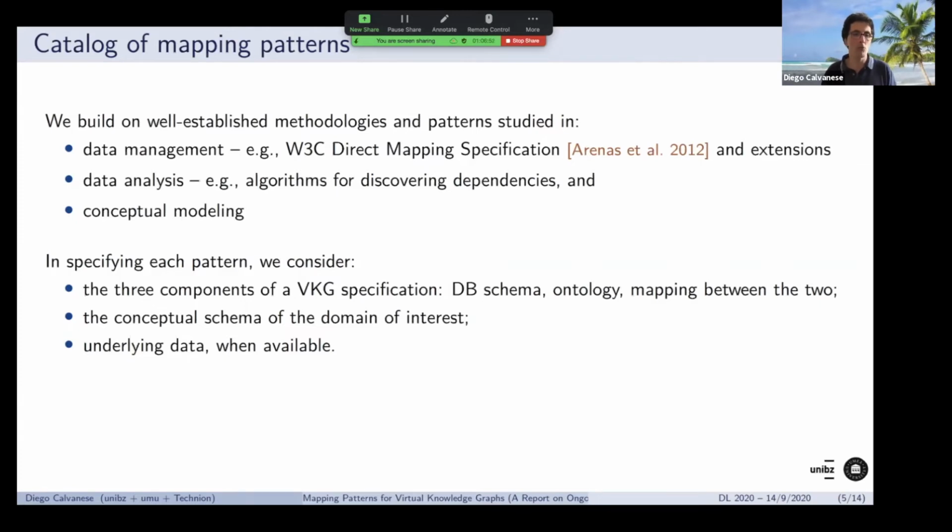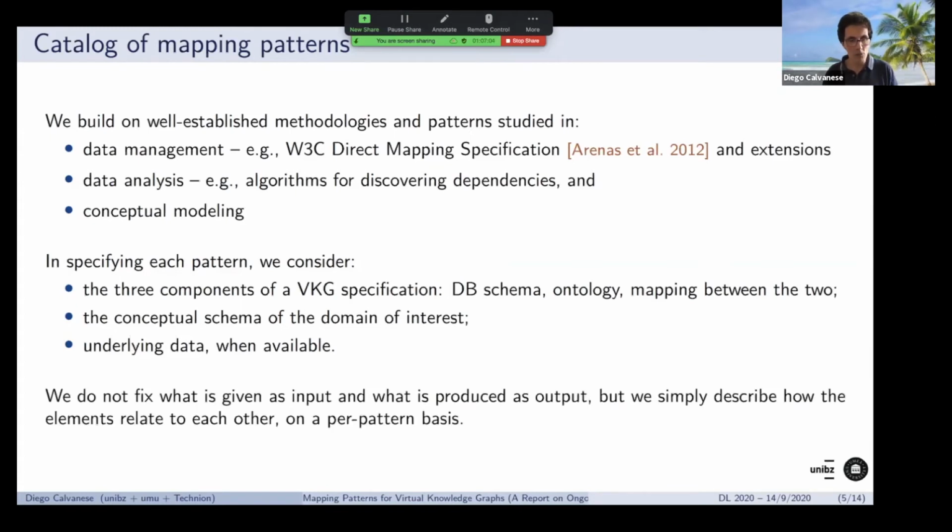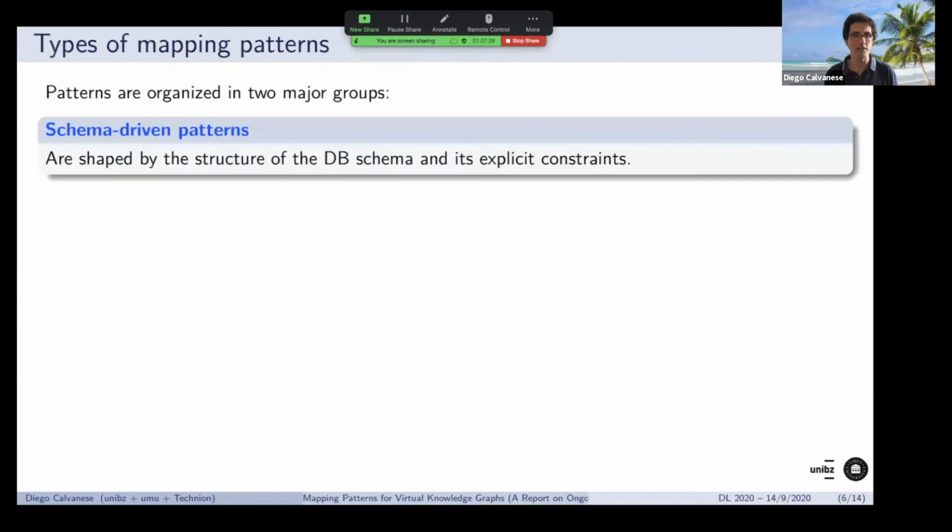And also, when the data is available, we try to exploit the underlying data. And in fact, some of these patterns are precisely based on looking at the data when it is available clearly. Now, in what we present here, we do not fix what is given as input and what is produced as output, but we simply describe how the various elements relate to each other on a per pattern basis. And then what is given as input and what is produced as output relates to the various design scenarios of the mapping patterns, of which I will talk in one slide in a second.